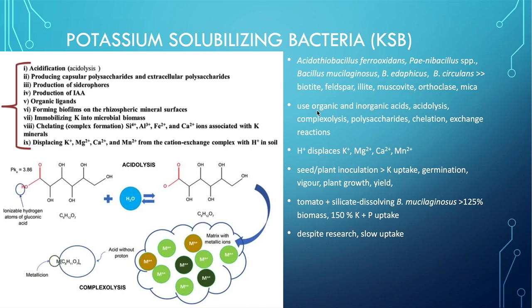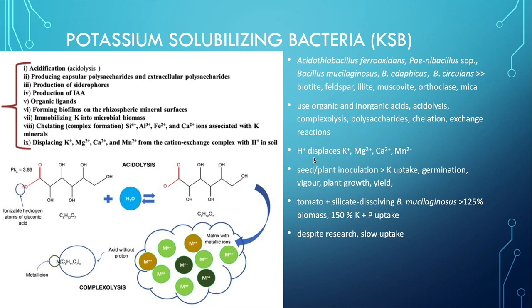complexes. They use organic and inorganic acids and the process of acidolysis, which is explained here, and complexolysis, which is explained here. And also they use polysaccharides, so these are some things we'll talk about in the next section, and chelation, where they can just create molecules that absorb the potassium to itself and then remove it from a bigger complex. And of course, they produce all kinds of exchange reactions.